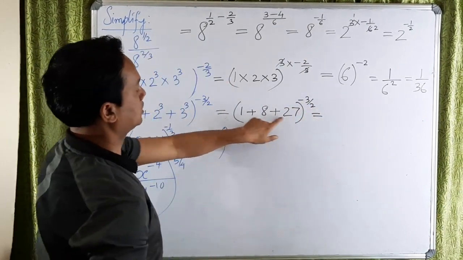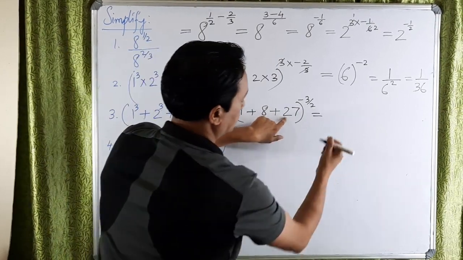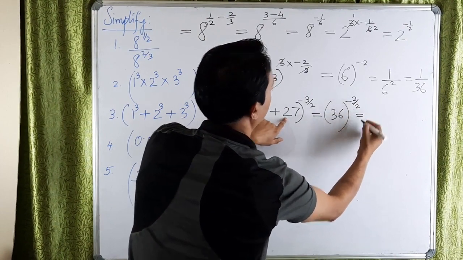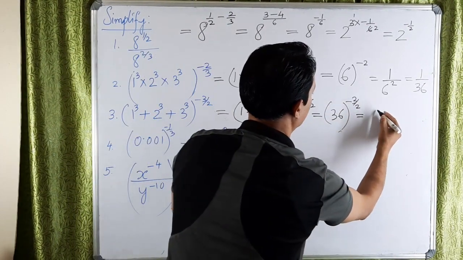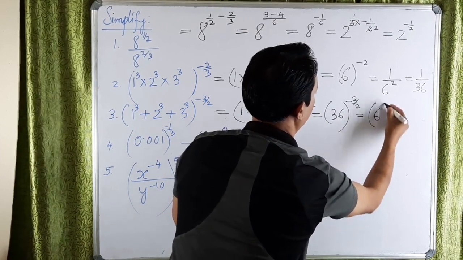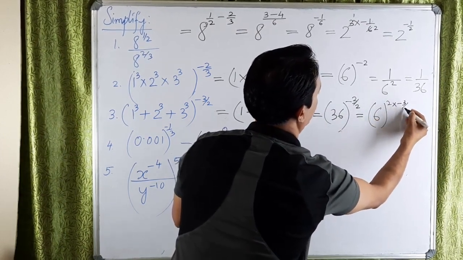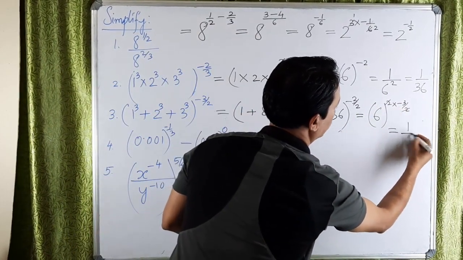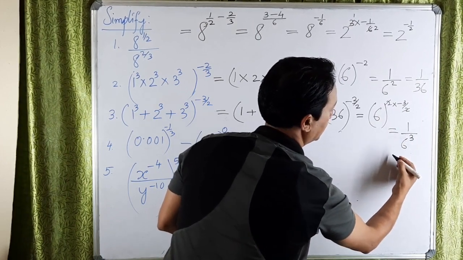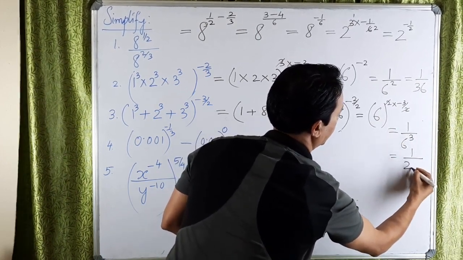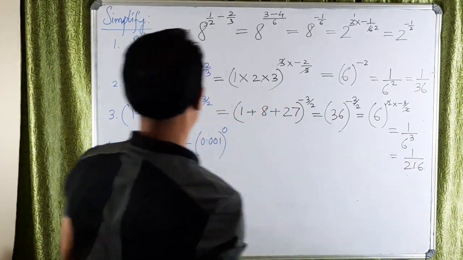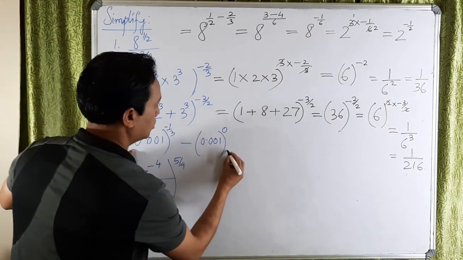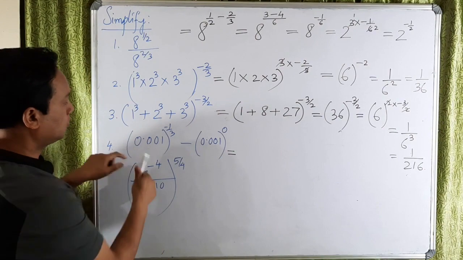Now you will add all this. So 8 plus 1 is 9, 9 plus 27 is 36, to the power minus 3 by 2, which will become 36. We can write 6 square into minus 3 by 2. 2 and 2 will cancel. So this will become 1 by 6 to the power 3. You can leave it like this, or it will become 1 by 216.